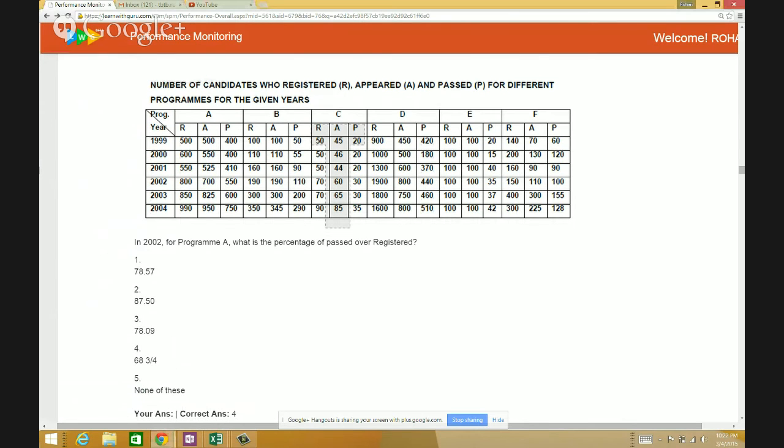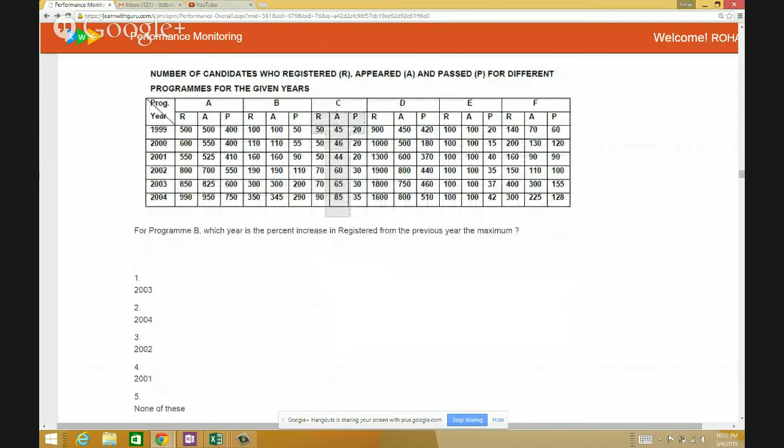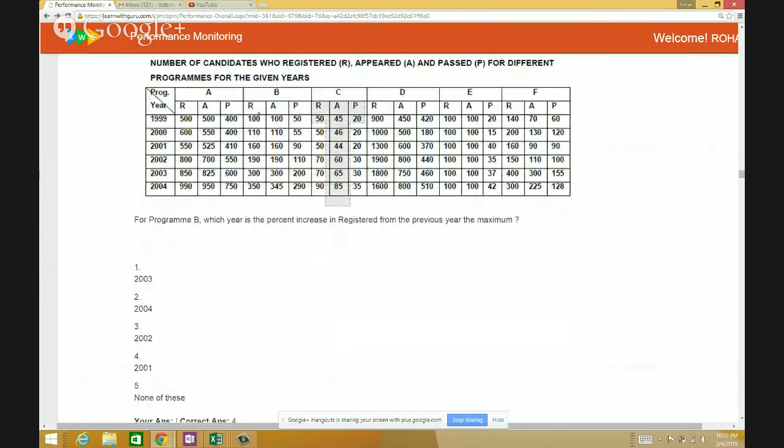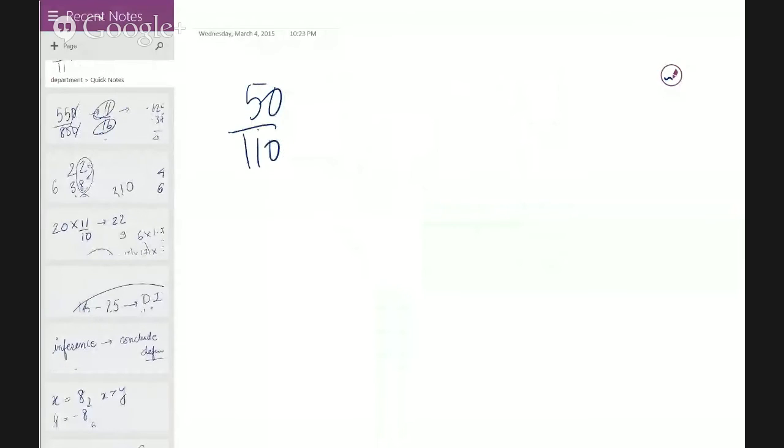That's the answer, fourth. For program B, in which year is the percentage increase in registered over the previous year the maximum? For program B registered, you have to find out which year is the maximum. Just look at program B: 100, 110, 10 increase, 50 increase, 40 increase, 110 increase, and 50 increase. So basically, if you notice, this is hardly an increase because 10 is hardly an increase. 50 on 110 is a decent increase. That's how we calculate increase.